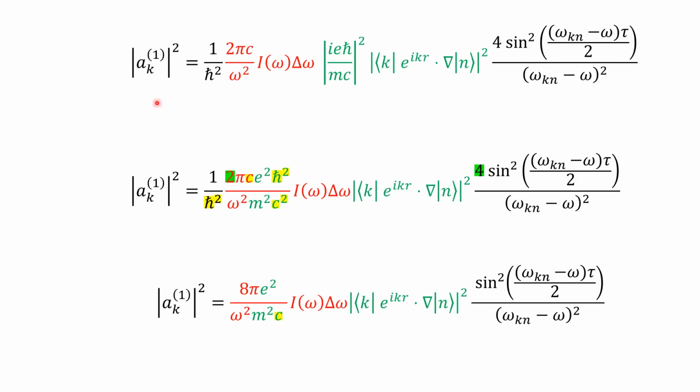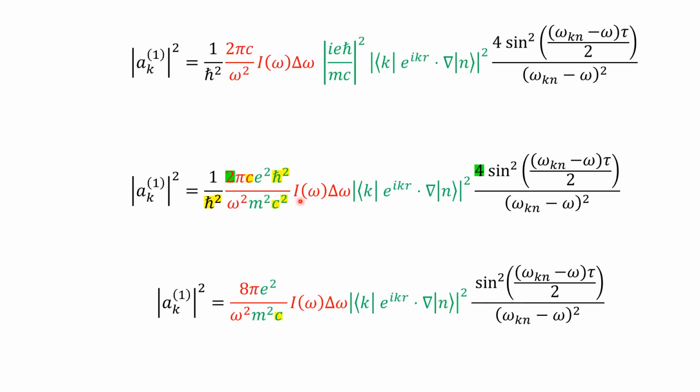So now we end up with this expression. Now you take modulus square of this green color part. You will get, of course, i squared is minus 1. Modulus means it will become plus, so you can ignore that. You will get 2 pi c e squared h cross squared in the numerator, and in the denominator, you will get m squared c squared.